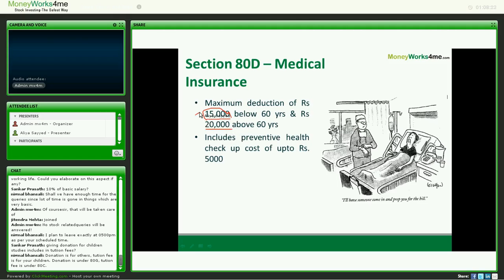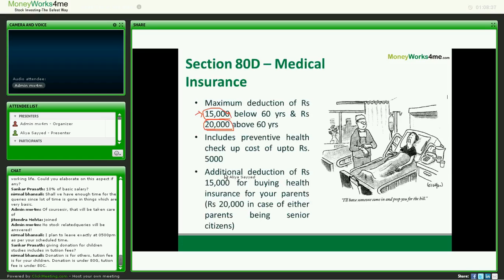So 15,000 being for yourself, spouse, dependents, your children, and if your parents are senior citizens, you can claim again an additional deduction of up to 20,000 for them. Okay, so this is your self deduction and this is an additional deduction for your parents. So like I said, you can claim a total of 35K on your medical insurance. And this 15,000 or this 20,000 includes the preventive health checkup cost.